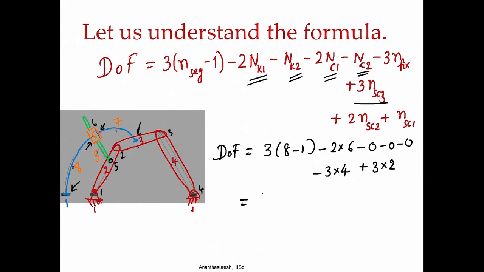So, in this particular case I get 3 into 7 minus 12 here, minus this is 12 and this is 6. So, what I have here, this is 21 minus 12 minus 12, that is 24, that is minus 3 overall and then plus 6. So, what I get is 3, and these 3 degrees of freedom can be interpreted. That is the first thing we need to learn.